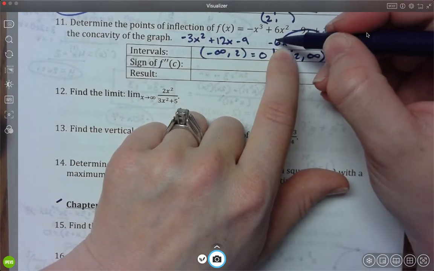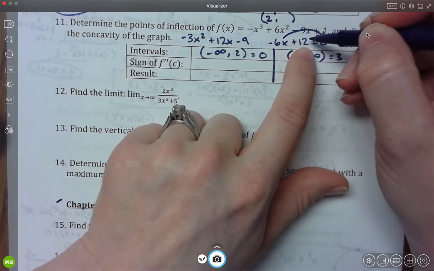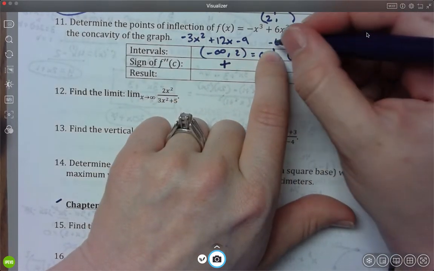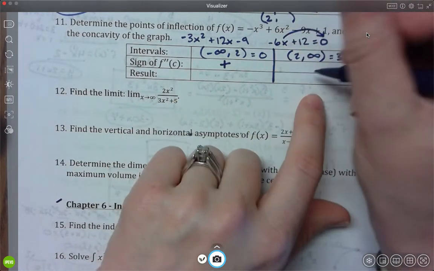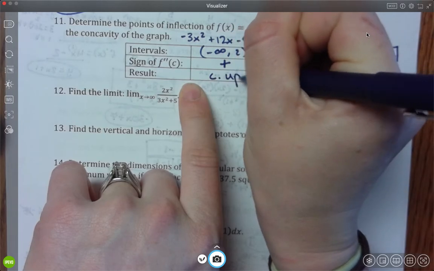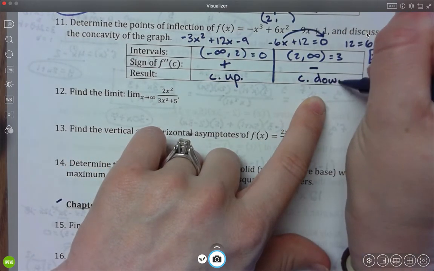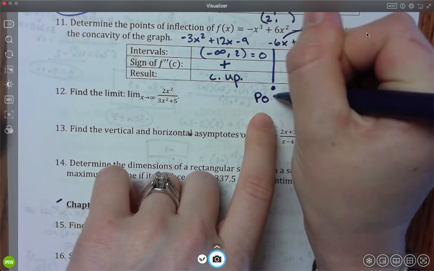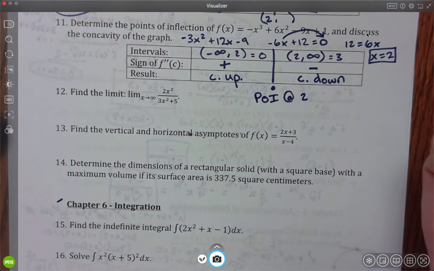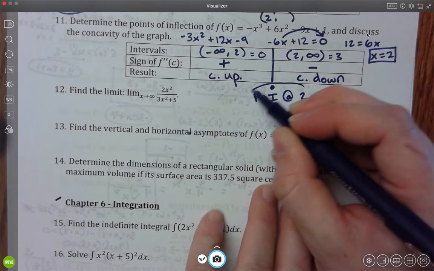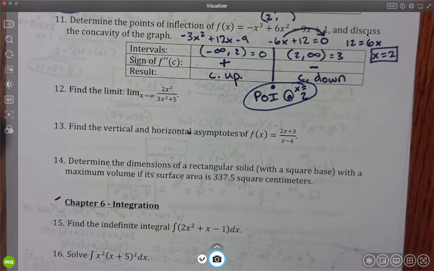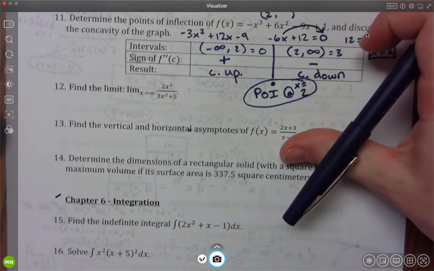So if I plug 0 in here, negative 6 times 0 plus 12, that's going to be a positive 12. I'm just going to have a positive number. If I plug 3 in there, okay, negative 6 times 3 is negative 18 plus 12. That's still going to be a negative number. Okay, so what's happening here is this is concave up, and this is concave down. Okay, which means that there is a POI at 2 comma something. And we would plug it into the original equation to figure out what the something is. Okay, but I'm just going to say POI at x equals 2. Let's just say that. Okay, and then we won't have to plug it back in. Okay, all right, last couple ones.